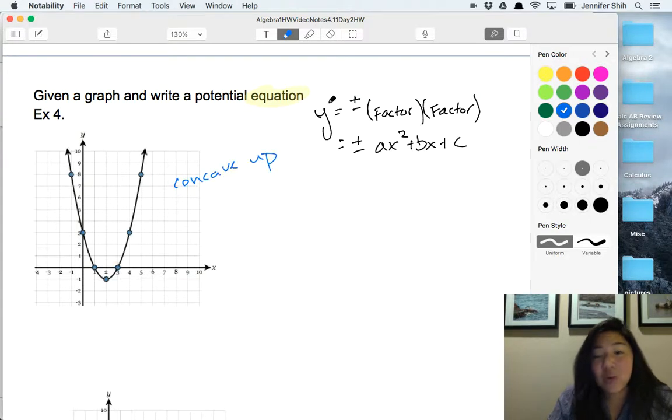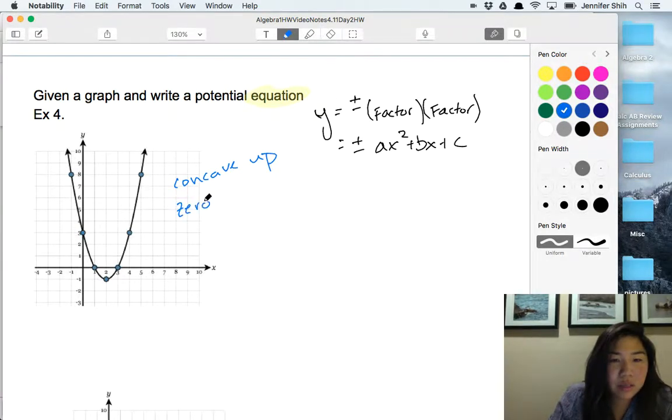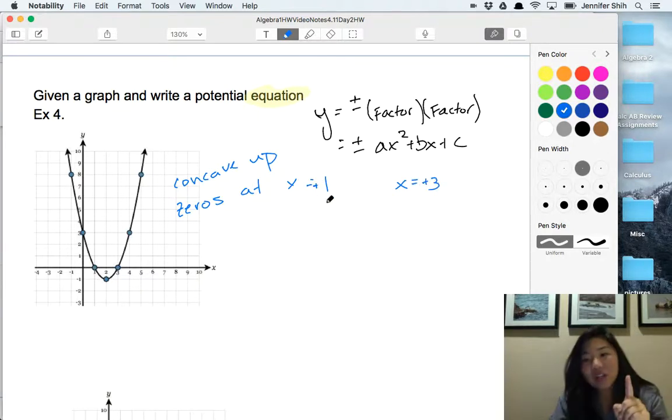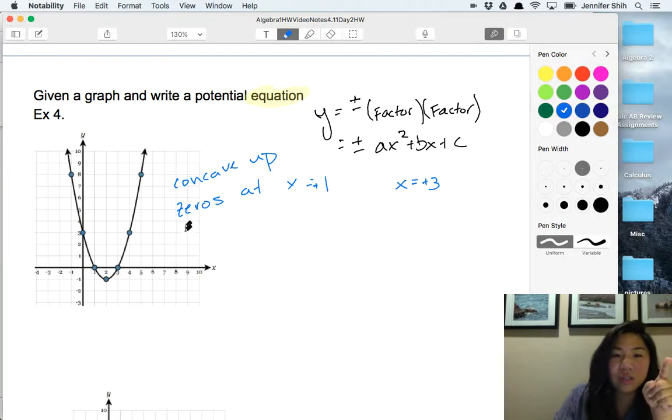So my leading coefficient must be positive. That's a big hint for me. My zeros are at x is equal to 1 and x is equal to positive 3. Positive 1 and positive 3. Watch how I turn them into factors.